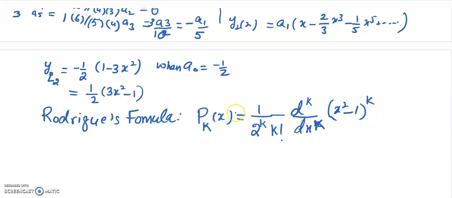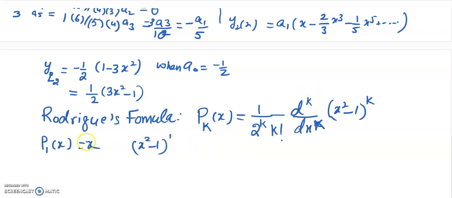Okay, so let's verify two of our results. We know that P1 of x is just x, so we can check it. First of all, we write the term (x squared minus 1) to the power 1, and we have to take its derivative.